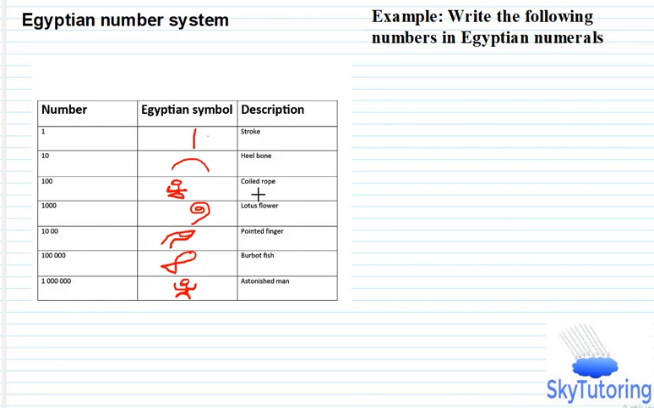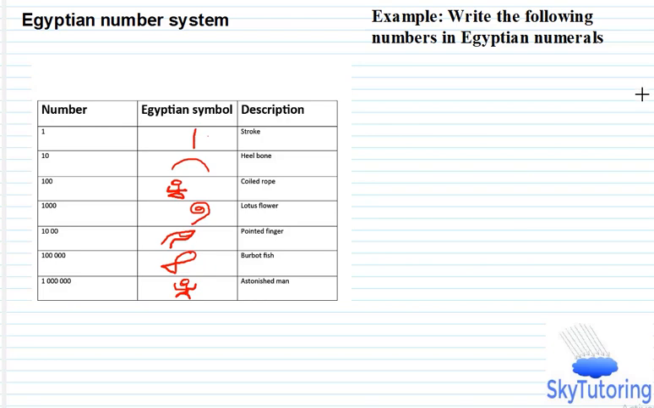Now, one thing to note about this system is that it doesn't have a particular order of representation. So you can start from the end or you can start from the beginning. It does not have an orderly form of representation.